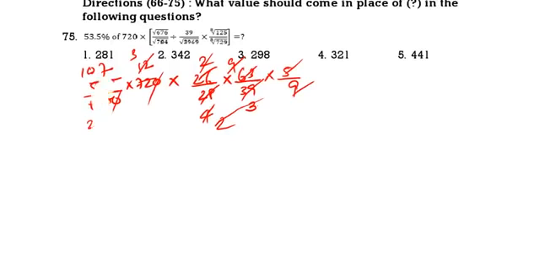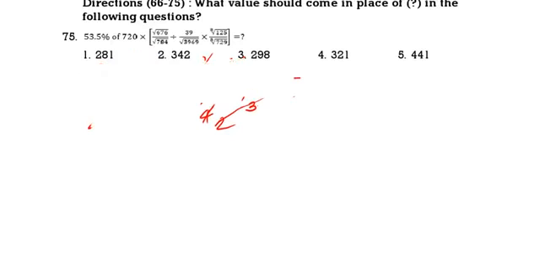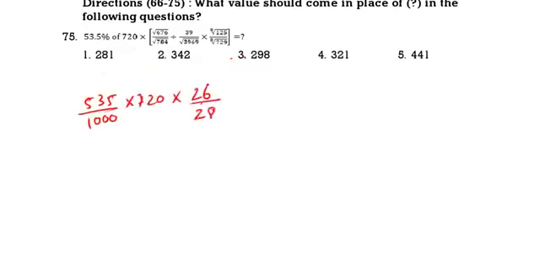So sorry, once again I will do the calculation. There is a mistake here. See, 535 by 1000 into 720 into 26, this is 28, this is 63, root 3000 is 63 by 39 into 5 by 9. Now I will do the calculation.